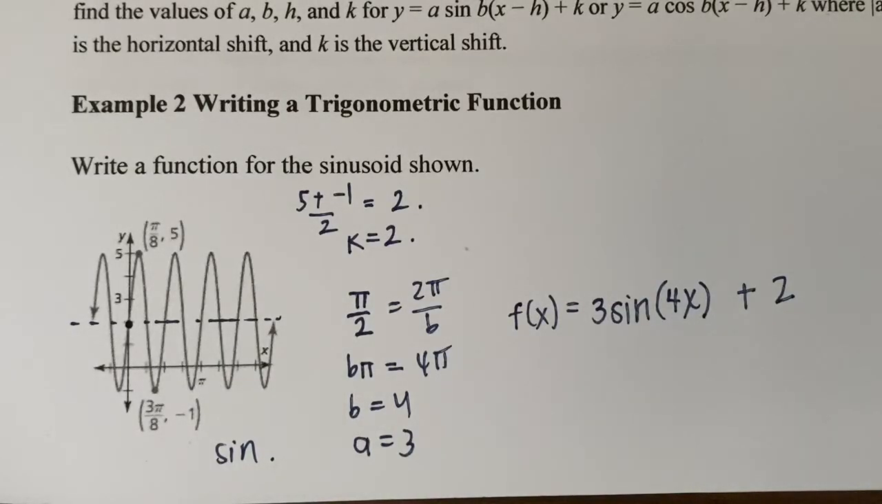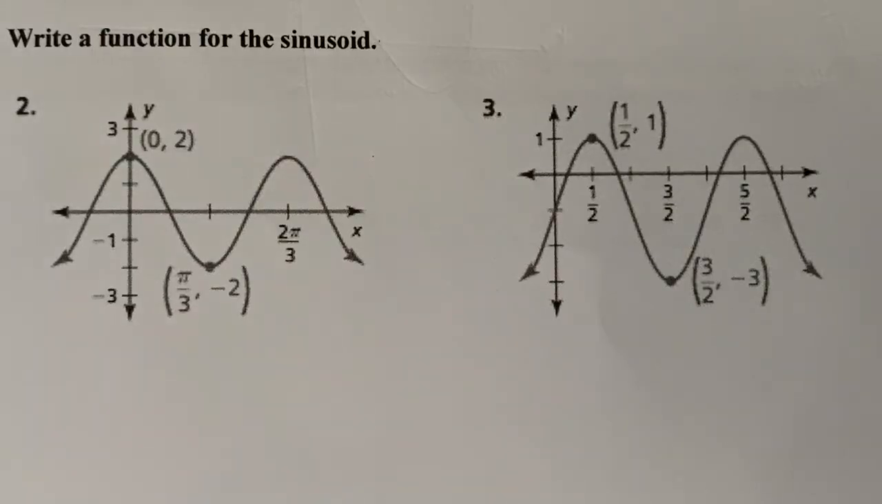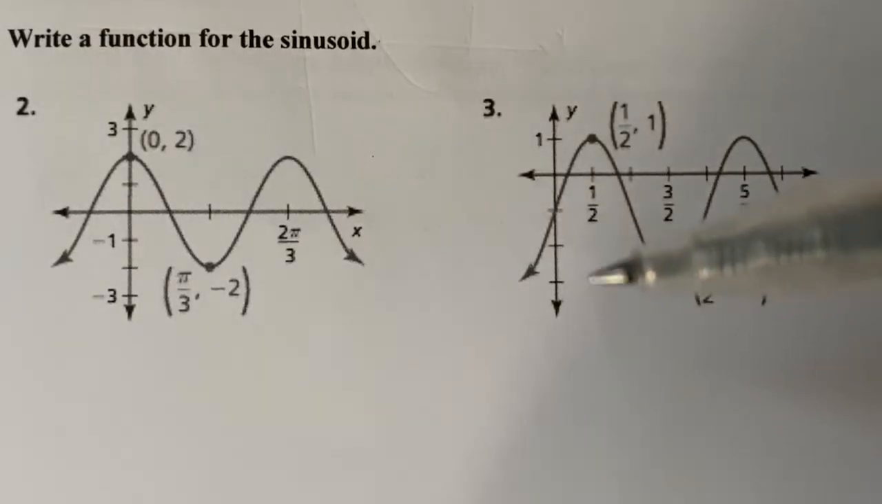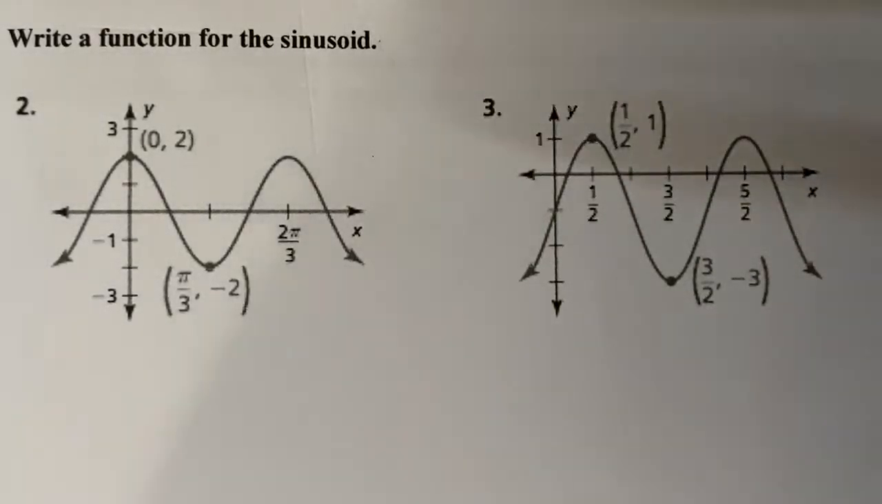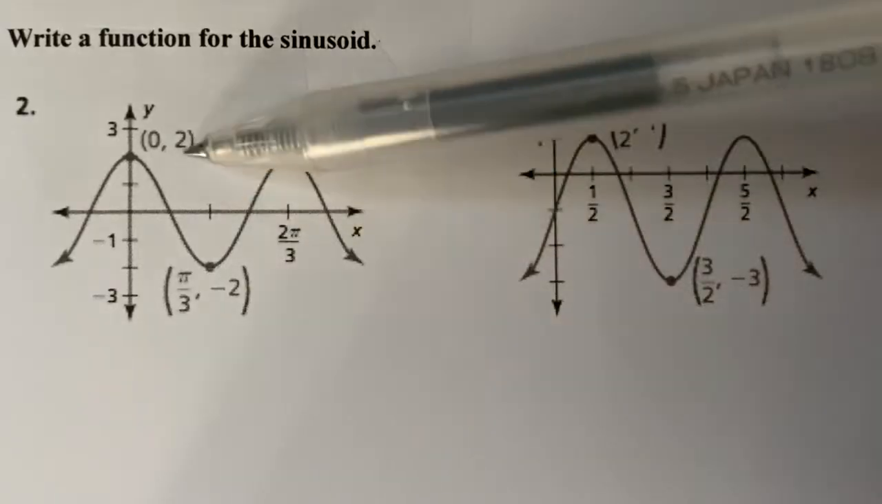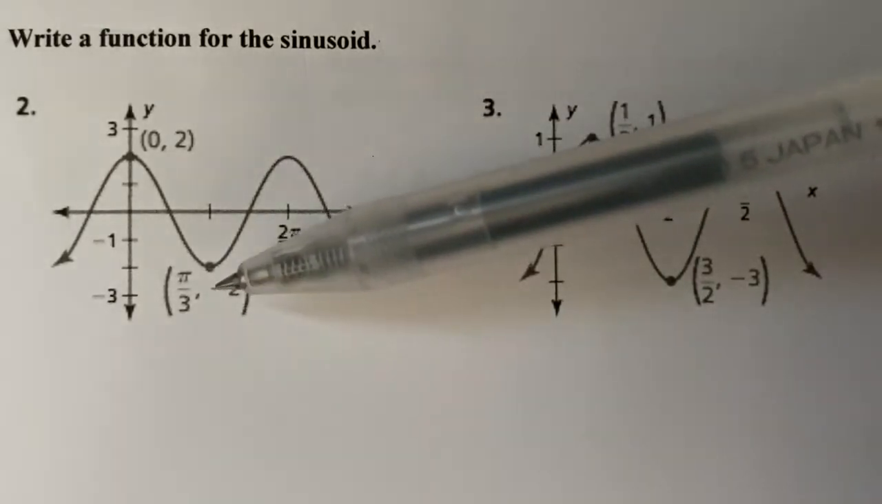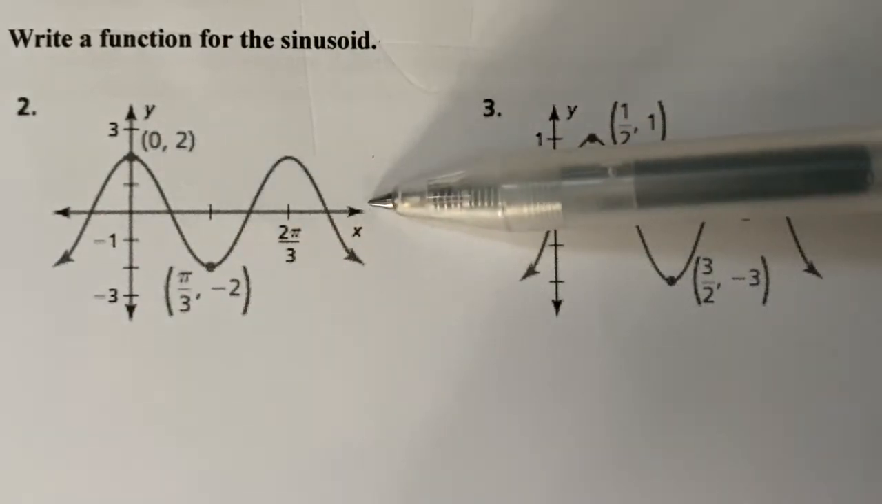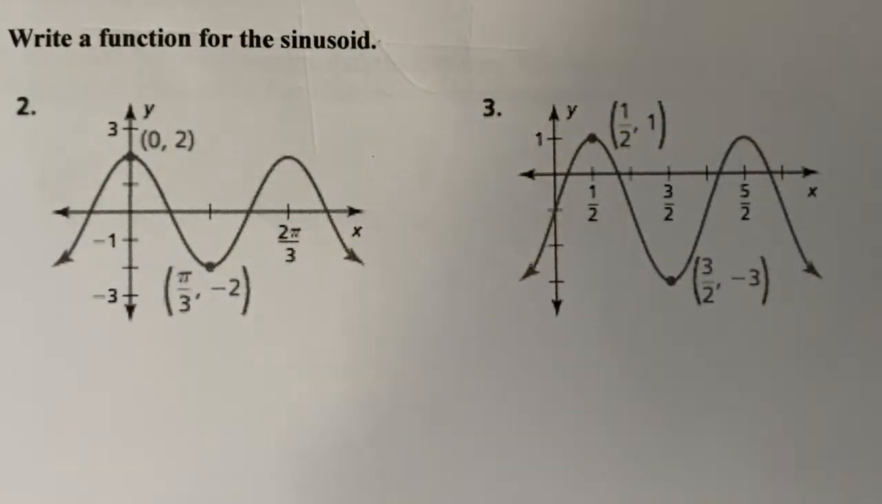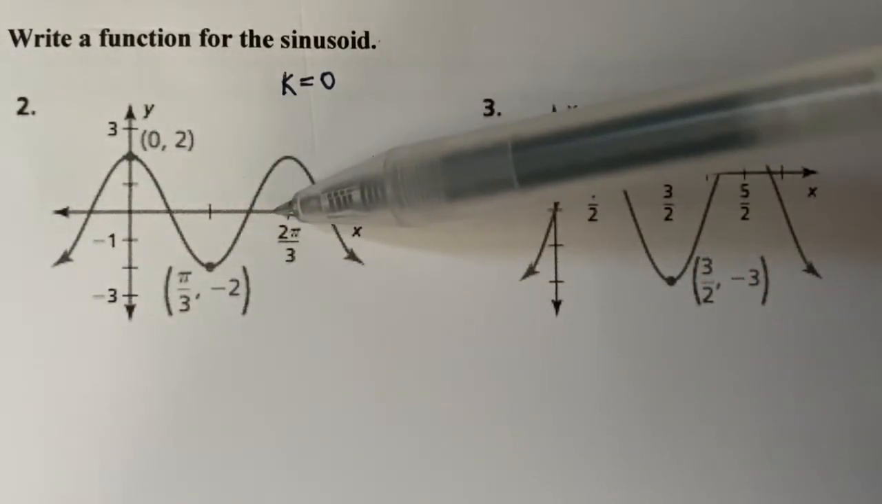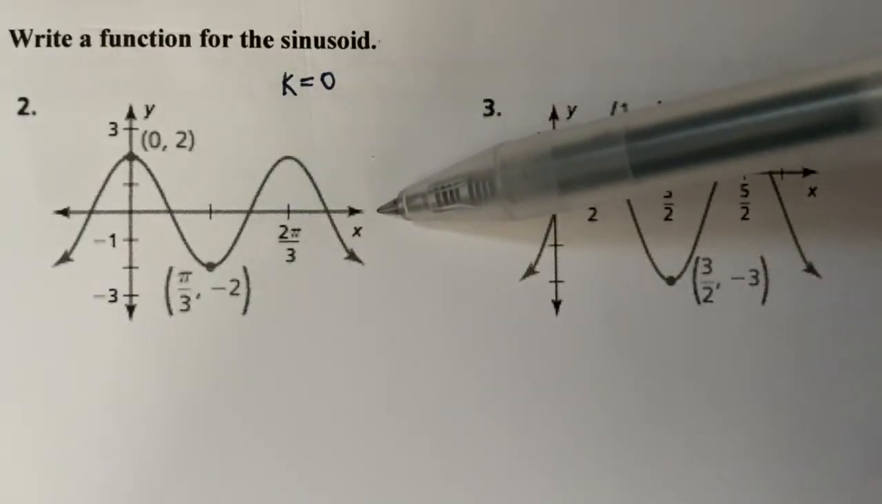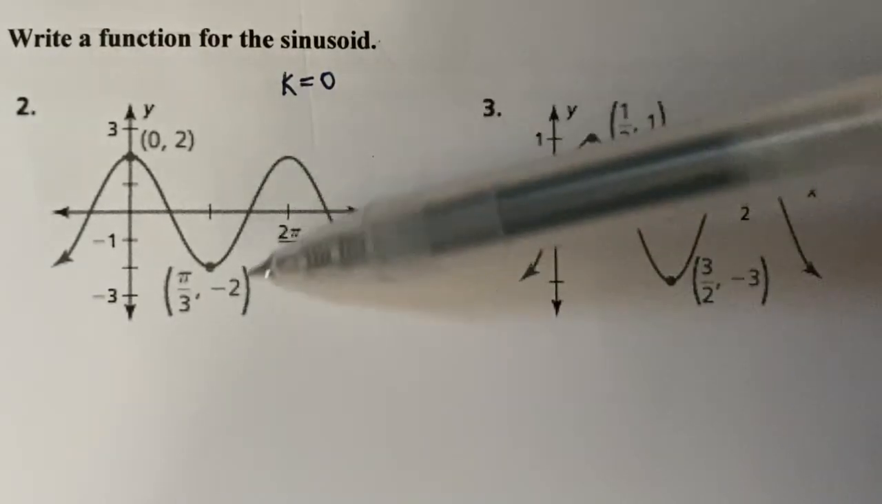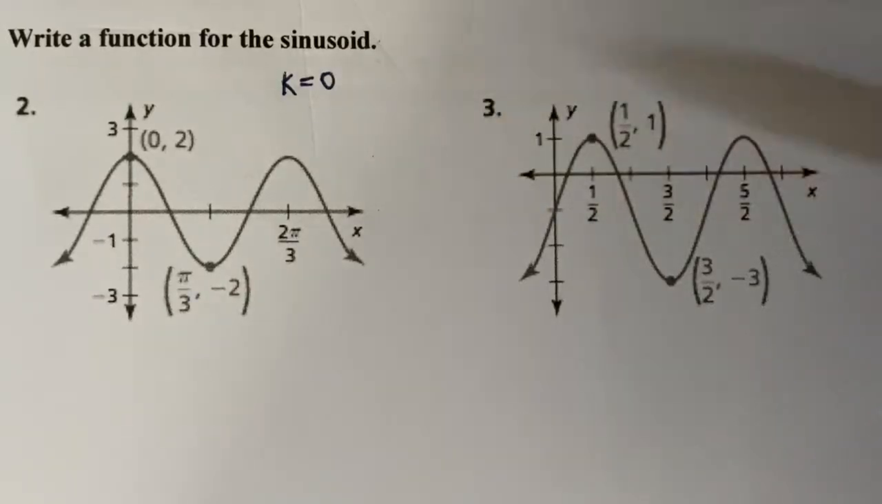Let's do this one more time together. Let's do monitoring progress number 2. We're going to write the function for the sinusoid. We want to first start off by determining whether there is a vertical shift. We want to take the average of the y values: 2 plus negative 2 is 0, divided by 2 is 0. So the midline is going to be at the x-axis, so that means our k value is equal to 0. Because the midline is at the x-axis and we have a minimum of negative 2 and a maximum of 2, our a value is going to be 2.